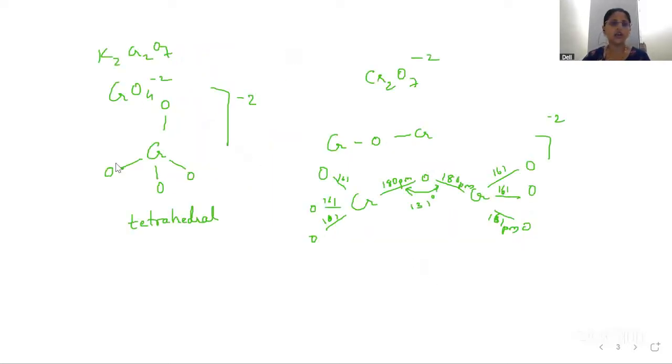Where is K2Cr2O7 used? It is used as an oxidizing agent. It is used in chrome tanning, in tanning industries. It is used as a raw material for preparation of a large number of chromium compounds, and it is a primary standard in volumetric analysis.